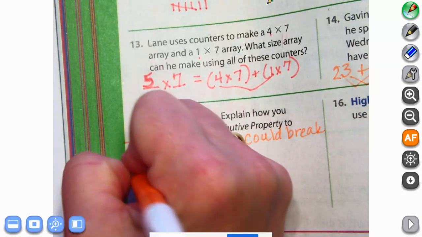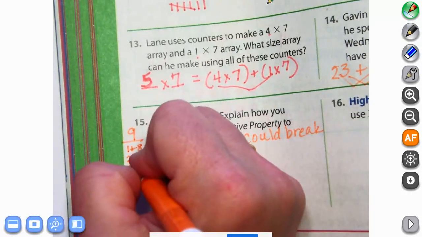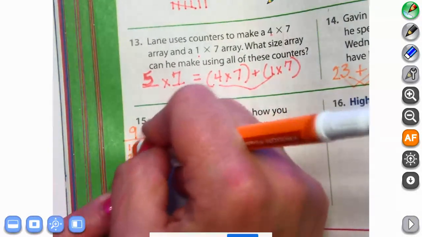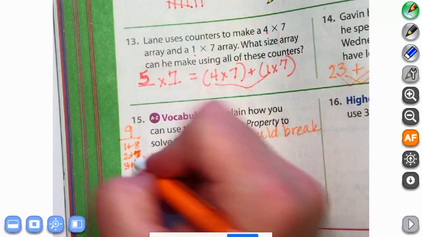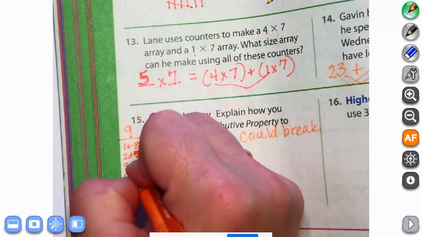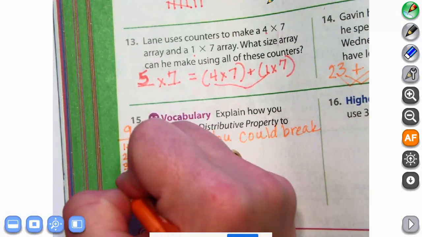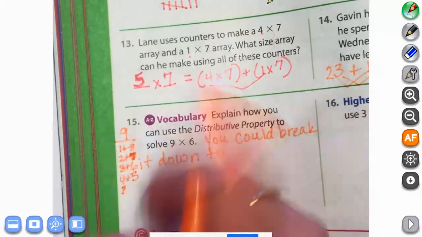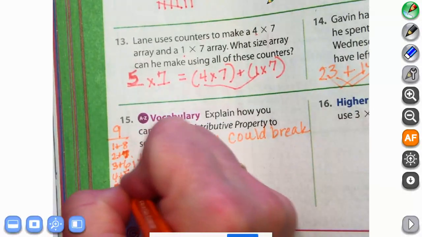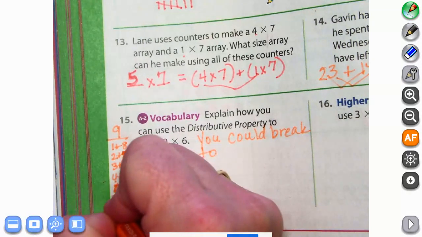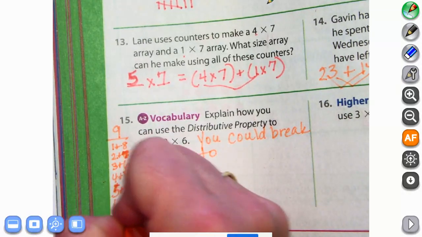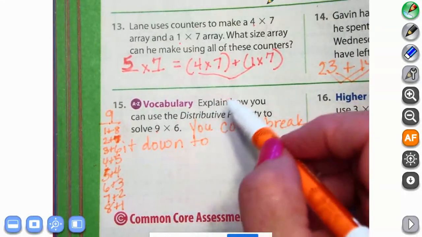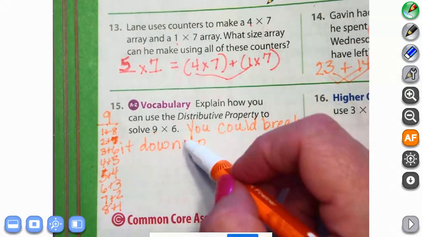You could do 3 plus, 2 plus 6 is not correct. 2 plus 7, excuse me. Let me erase that. 2 plus 7, 3 plus 6, 4 plus 5, getting myself all jumbled up here. 5 plus 4, 6 plus 3, 7 plus 2, 8 plus 1. So all of these combinations equal 9. So we could explain how we could use the distributive property to solve 9 times 6.